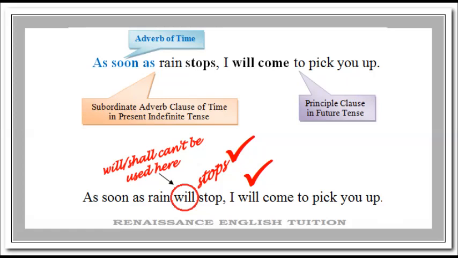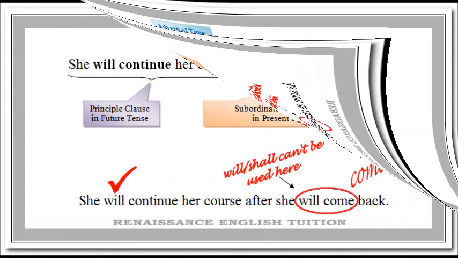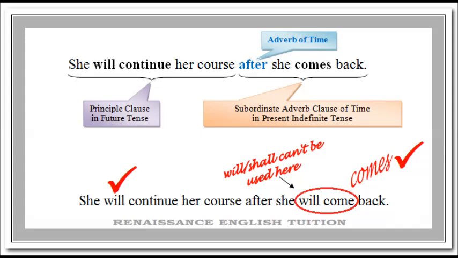Here also we can see that the future tense has been used in the main clause, and the subordinate clause after the adverb "as soon as" contains the present indefinite tense. Saying "as soon as the rain will stop" is not correct. Now, the fourth example.